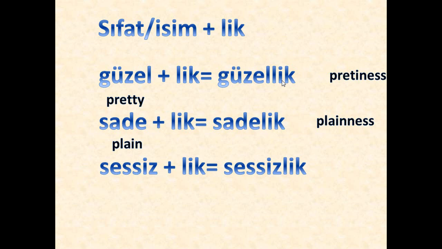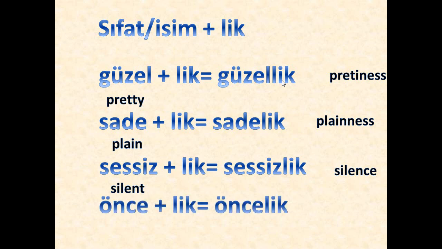Sessiz plus lik becomes sessizlik. Sessiz means silent, and sessizlik means silence. Önce plus lik, so we have öncelik. Önce means before, and öncelik means initial, something that becomes before that.